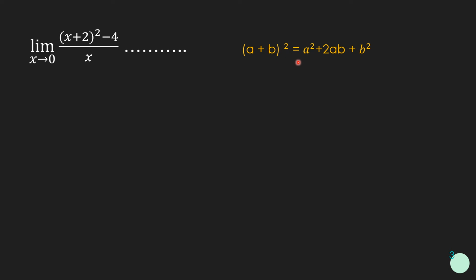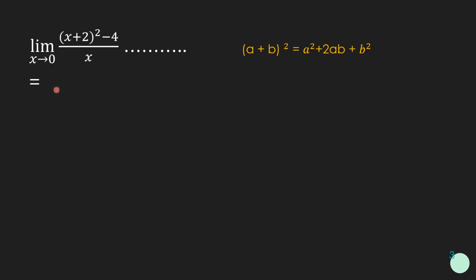Let us solve the limit of x plus 2 whole square minus 4 over x. Here we have x plus 2 whole square, so we have to expand this term. Moreover, as x approaches 0, if we put x equals 0 here, the whole function becomes undefined. So the first thing we have to do is to expand x plus 2 whole square. This we can expand by using an identity which goes like a plus b whole square equals a squared plus 2ab plus b squared.